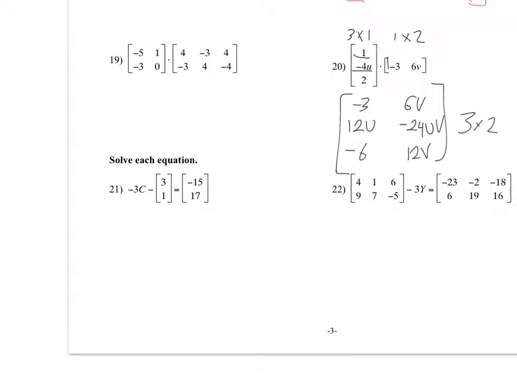For number 21, I've got to try to get C by itself. I'm going to add the other matrix to both sides. We get negative 3C is equal to negative 12 and 18. If I multiply both sides by negative 1/3, we end up with C is equal to 4, negative 6. And I'm done.